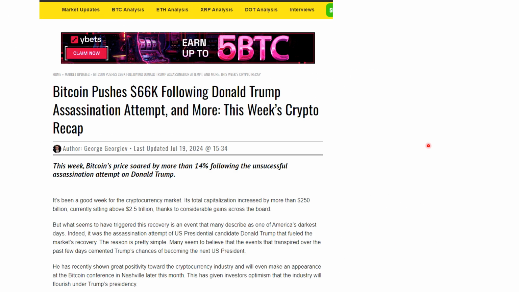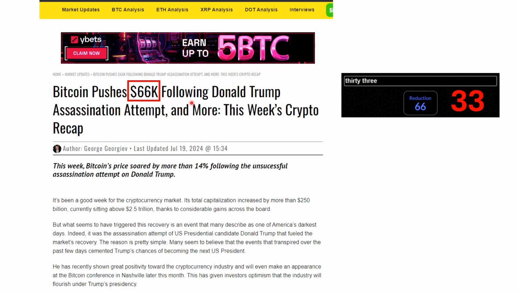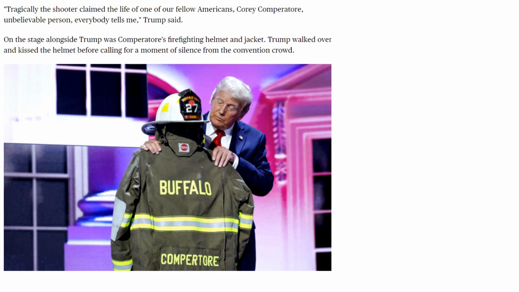Now just a little bit more code here. Bitcoin pushes 66k following Donald Trump assassination attempts. We've got our 66 for 33. And now this one is about the guy that was allegedly shot and killed in the stands, that a stray shot struck him in the head.